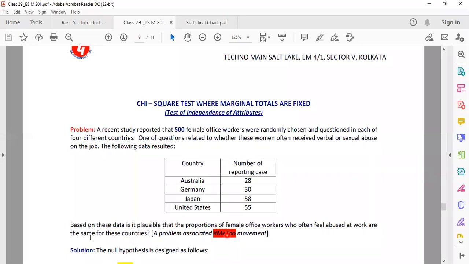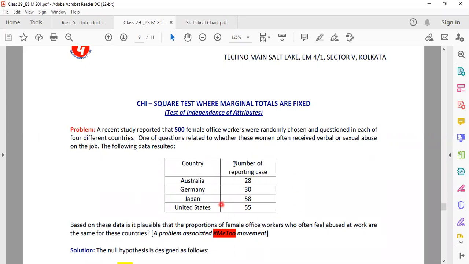This problem is associated with the #MeToo movement, which you are familiar with. I have selected this particular problem because in this type of sample survey, which is a bit sensitive, not all workers come forward to tell their stories. So we do not have much sample. We have a portion of the sample, and the other portion has to be assumed or calculated theoretically.